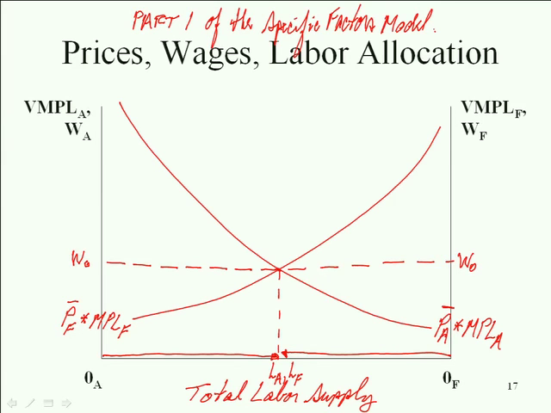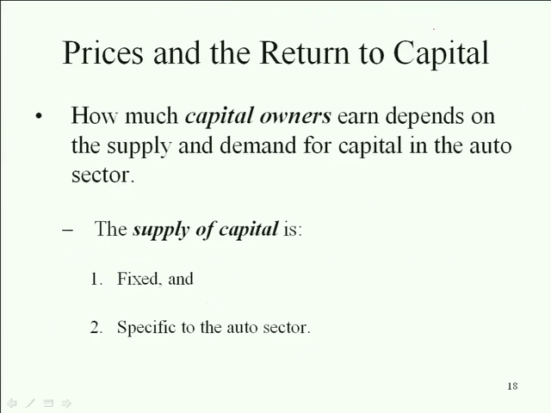So let's look then at the specific factor of capital. So we want to figure out what the capital owners actually earn. That is, what's the rental rate on the capital that they're supplying. So again, supply and demand. So we're going to assume that we have a fixed supply of capital, but it's also very specific to the auto industry.